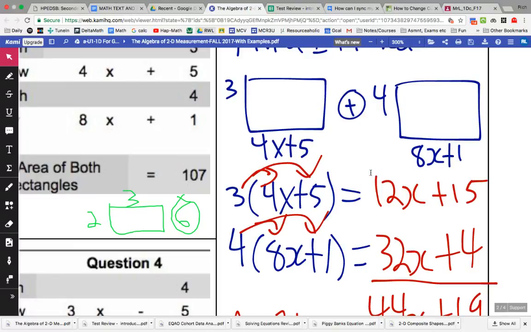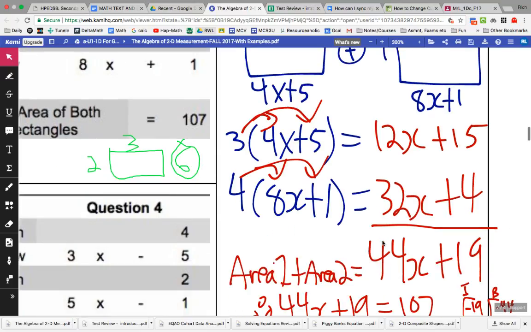I don't know what x is yet. I'm going to work on that and figure it out. The second rectangle is 4 times (8x plus 1), because it's 4 tall and 8x plus 1 wide. So 4 times 8x is 32x. 4 times 1 is 4. So this is the area of the first rectangle, and this is the area of the second rectangle. And remember, when I add them up, it works out to 107.